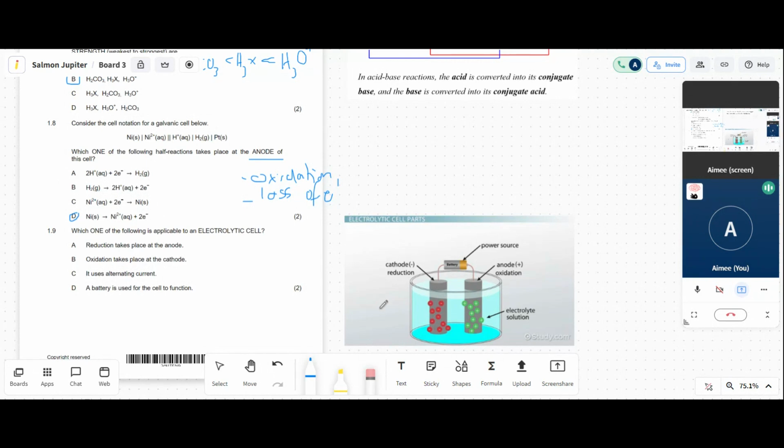But here I've given you an image of an electrolytic cell. So remember, there's a big difference between a galvanic cell and an electrolytic cell. And so D has to be the answer for 1.9, because as you can see from the image, we've got a battery happening here, and the battery is used for the cell to function. Okay, and again, just a summary: at the cathode, reduction happens; at the anode, oxidation happens.